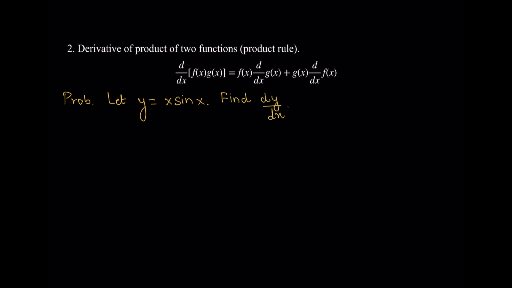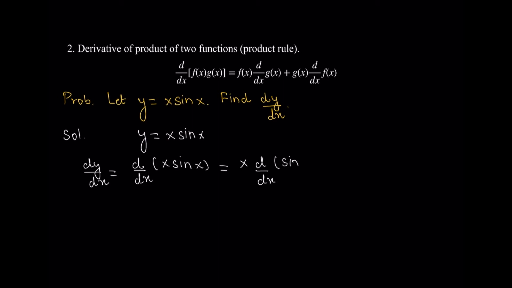So here it's given: let y equals x sine x. I want to find out dy upon dx. So let's solve this problem. I can write y equals x sine x, and dy upon dx could be written as d upon dx of x sine x. And by the product rule, I can write it as first function, that is x, derivative of second function, that is derivative of sine x, plus second function, that is sine x, derivative of first function, that is x. Now dy upon dx could be written as x cos x plus sine x, where cos x is the derivative of sine x and the derivative of x is simply 1.